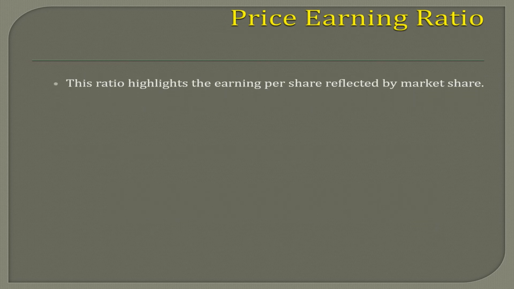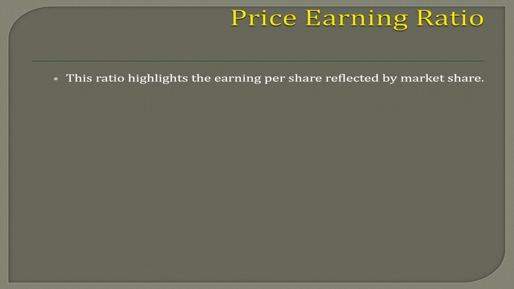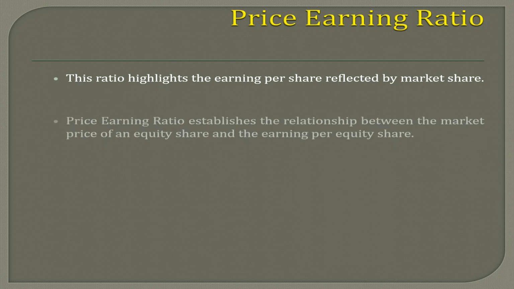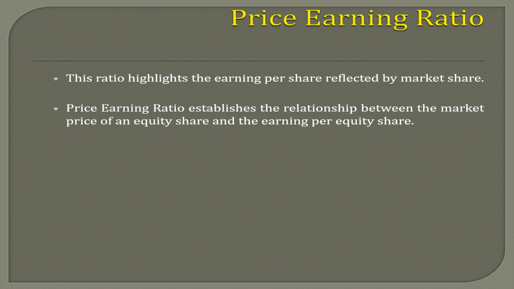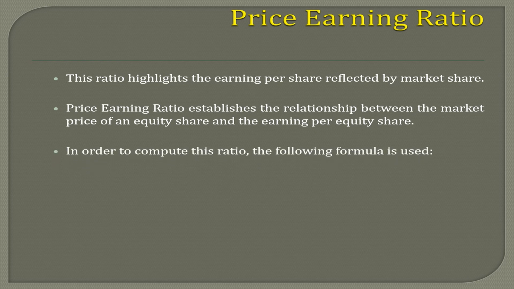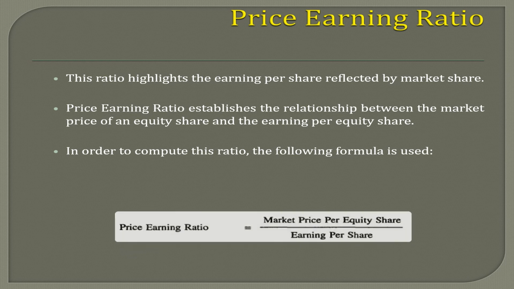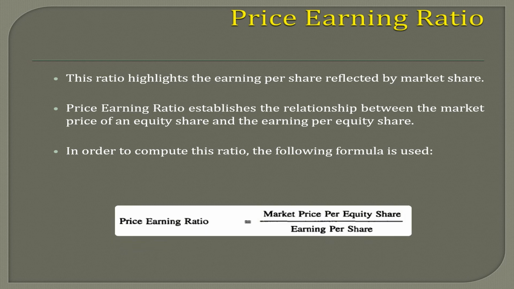This ratio highlights the earning per share reflected by market share. It establishes the relationship between the market price for an equity share and the earning per equity share. This ratio helps to find out whether the equity shares of a company are undervalued or not. It is also useful in financial forecasting. In order to compute this ratio, the following formula is used. Price earning ratio is equal to market price per equity share divided by earning per share.